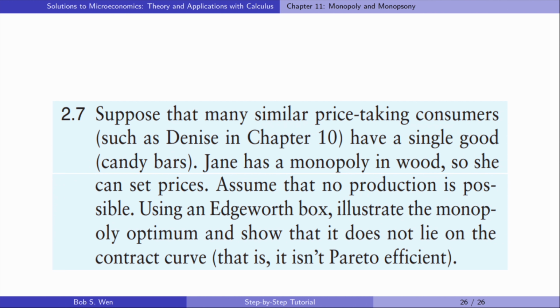Let's solve exercise 2.7. Suppose that many similar price-taking consumers, such as Dennis in Chapter 10, have a single good, candy bars. Jane has a monopoly in wood, so she can set prices. Assume that no production is possible. Using an Edgeworth box, illustrate the monopoly optimum and show that it does not lie on the contract curve, that is, it isn't Pareto efficient.